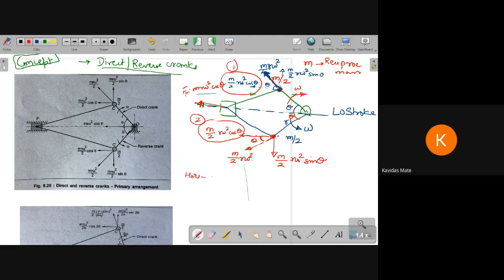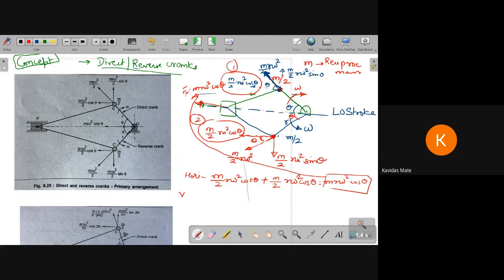So horizontal would be m by 2 r omega square cos theta plus m by 2 r omega square cos theta. So it would be m r omega square cos theta, which resembles this particular value. So automatically it is showing that this particular position is representing the real engine.